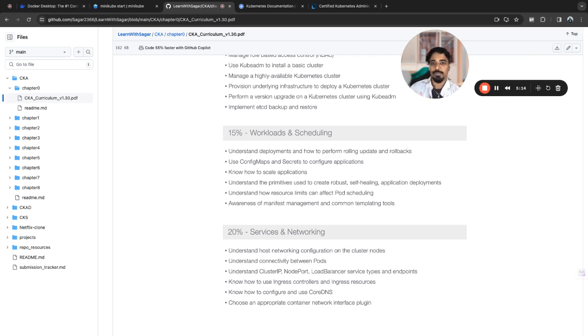This will cover your deployments, rolling updates and rollbacks, scaling your application, how to use config maps and secrets to configure your application, then how to create robust, self-healing application deployments, how resource limits and ranges affect your pod scheduling, as well as different templating tools such as Helm.